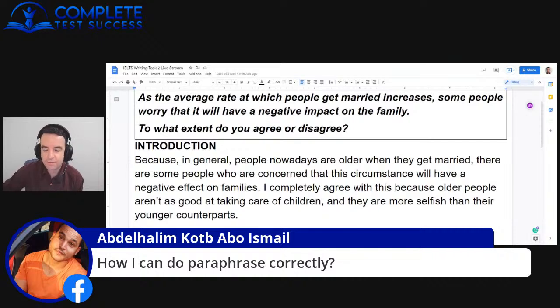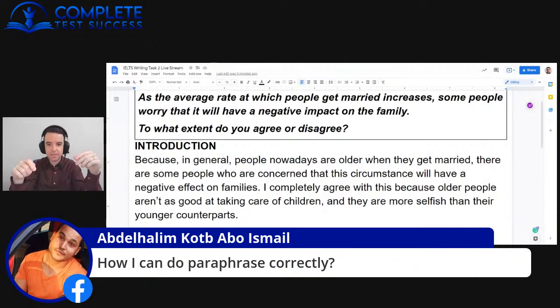How can I do paraphrase correctly? Paraphrase, honestly, is really testing your language ability. How you can do it correctly is make sure it has the same meaning as the question, more than anything, because so many IELTS candidates are fixated on not using any of the words in the question, and that's not the main focus. When you're paraphrasing, you want to use different words. Use as many different words as you can. But above all else, it should have the exact same meaning.